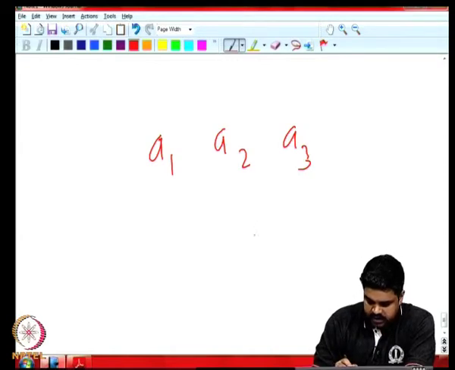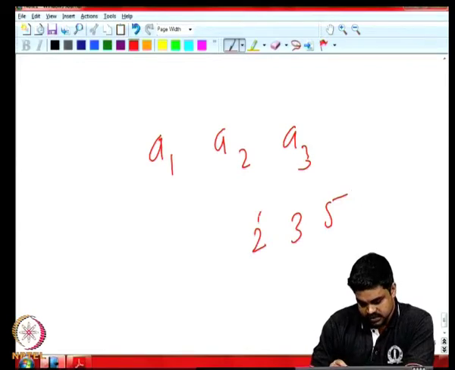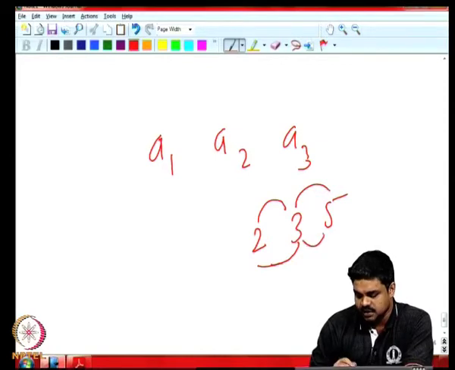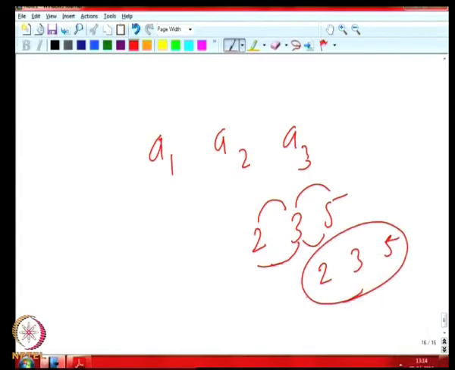So, you can take 2, 3, 5 for instance. 2 does not divide 3, 3 does not divide 2, these are incomparable. Similarly, 3 and 5 are incomparable. Similarly, 2 and 5 are incomparable. So these 2, 3, 5 do not have any relation between each other. If you take the set of prime numbers, they will form an anti-chain because no prime number will divide another prime number.